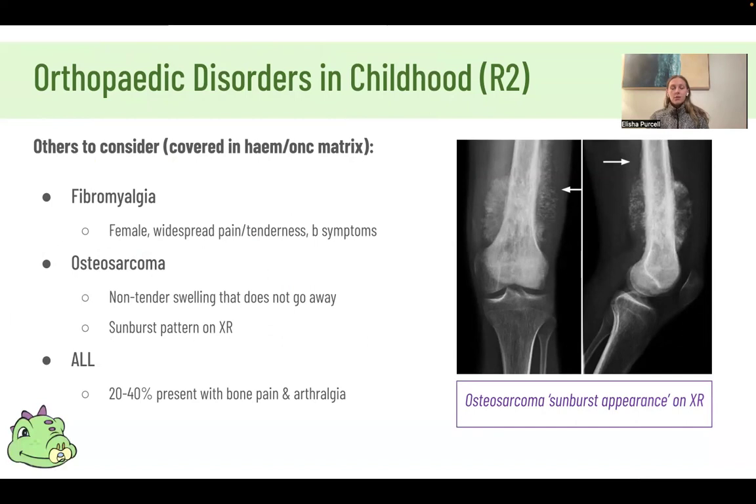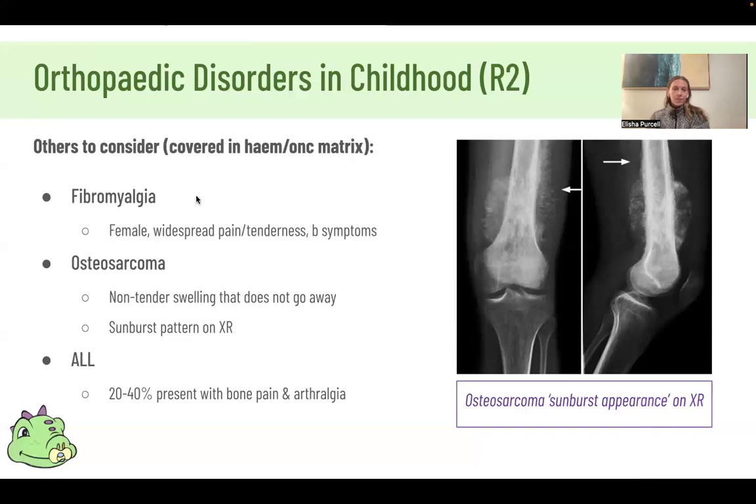There is a bit of crossover with the heme-onc matrix. So I've just put a couple here as well, just to think about: fibromyalgia, osteosarcoma, and ALL. Probably good ones to revise on your heme-onc matrix because there's crossover with the musculoskeletal. So hopefully you guys can revise that with whoever's taking those matrix revision lectures.